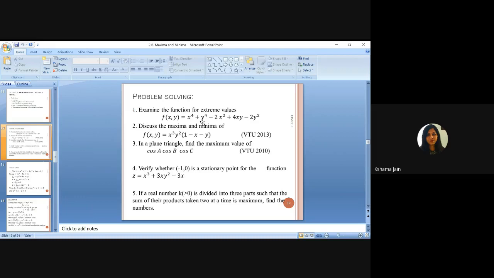You need to remember for partial differentiation, when you are differentiating with respect to x, y will be treated as constant, and when you are differentiating with respect to y, x will be treated as constant. So same like here. When I do first differentiation, I will get 4x cube with respect to x, 4x cube plus 0 minus 2 times 2x plus 4y minus 0.